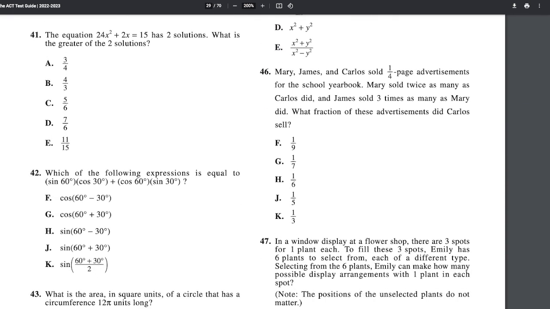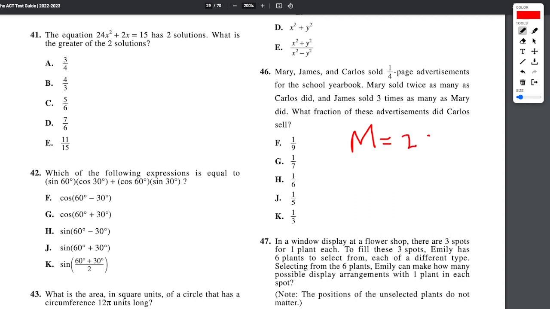for. 46. Ooh, Mary, James, and Carlos sold 1/4 page advertisements for the school yearbook. I don't think this 1/4 even matters because they're not telling us how many page advertisements there are. And it's talking about Carlos anyway. So Mary, I'll use M. Mary sold twice as many as Carlos, so 2C. James sold 3 times as many as Mary did. There's only these 3 people, right? And of course Carlos will be C.